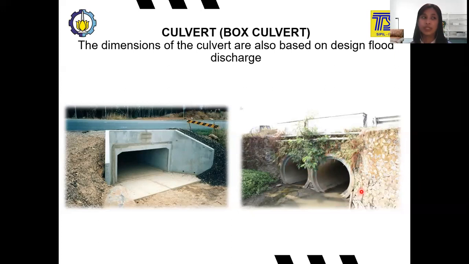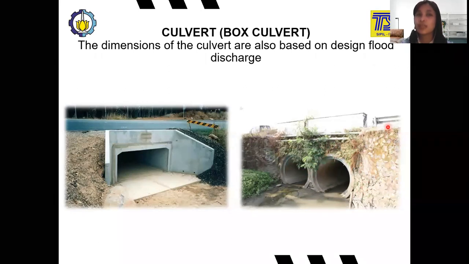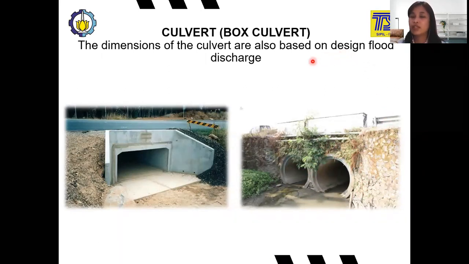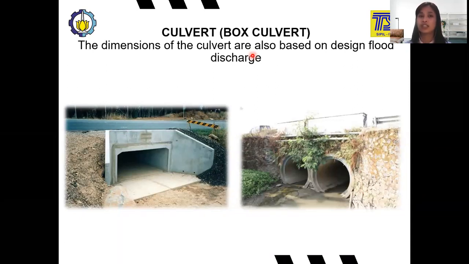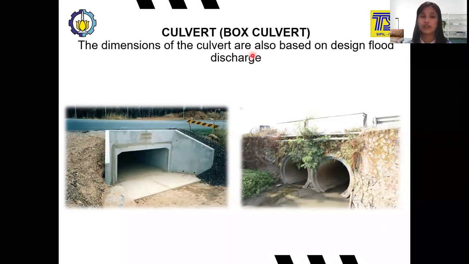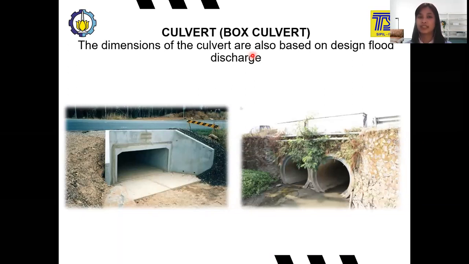So when we design the culvert, the first step is we estimate the discharge, and after we know the discharge, we know the dimension of the culvert that we need. After that, we can see from the brochure. Usually they give us a brochure showing which dimension and which shape match with our necessity. So that's why we can use the box one and we can also use the circular one. It depends on the dimension that we need.